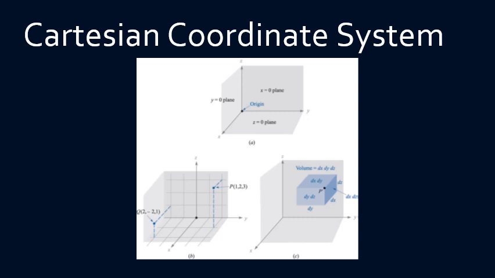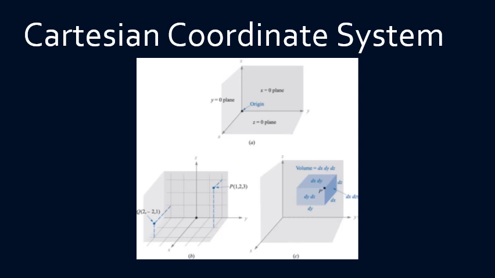In this Cartesian coordinate system, we can define a point just like in 2D by giving its coordinates. In 2D, we only have x and y. Here, we have x, y, and z coordinates. For example, the point we see here, this point P, has coordinates 1, 2, 3. That means its x-coordinate is 1, its y-coordinate is 2, and its z-coordinate is 3.